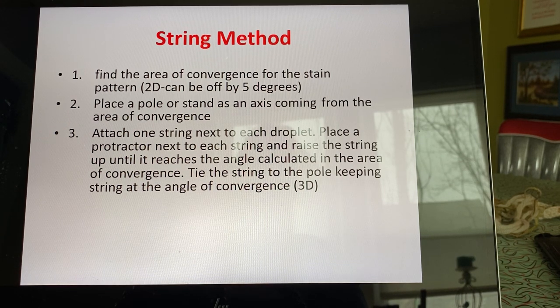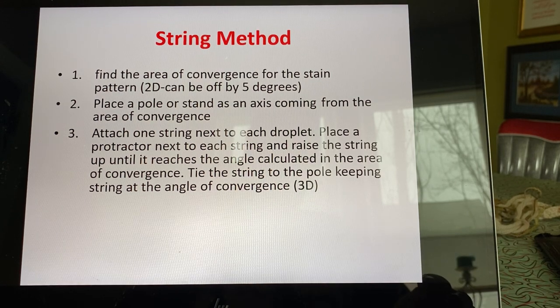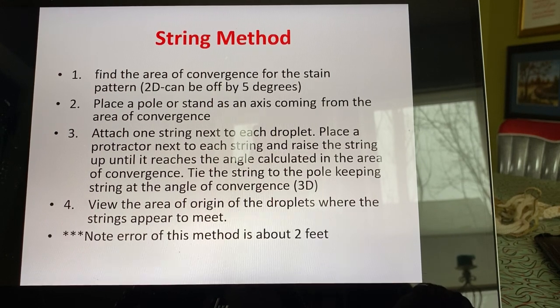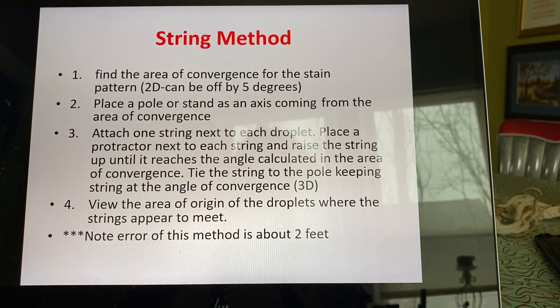They're going to take a piece of string and tape it to the bloodstain that they calculated the angle of impact for. And then they're going to use a protractor, which you never thought you'd have to use again. They're going to bring the string up to the angle of impact that they calculated and then bring that up to the stand and tie it onto the stand. Okay, and wherever all of those strings meet, that's your area of origin, and that's where the bloodletting event occurred.